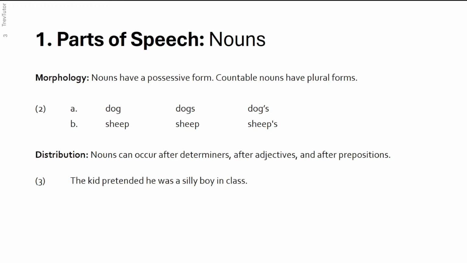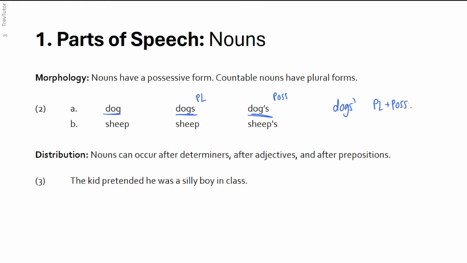Nouns all have possessive forms, and countable nouns specifically have plural forms. So, for example, with dog, we have dog as its own, a singular. We have dogs that is plural, which is PL, and dog's that is possessive. And we can also match both of these. So we could say the dogs', which is going to be plural and is going to be possessive. So the dogs' bones, for example.